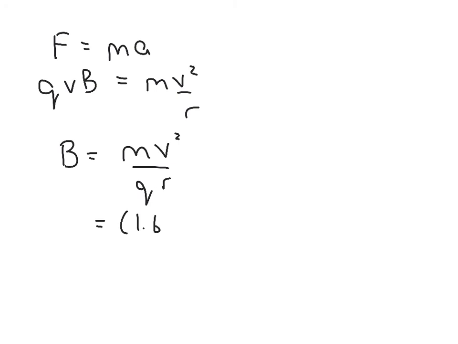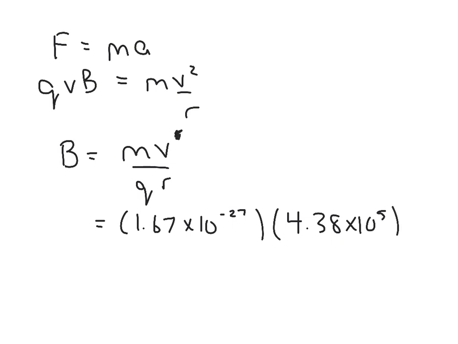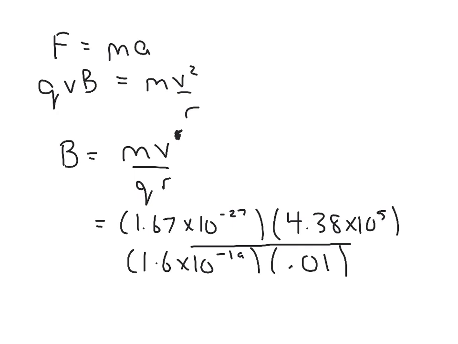The proton has a mass of 1.67 times 10 to the negative 27. The V is that number we just figured out, the 4.38 times 10 to the 5. Oops, I made a mistake down here. The square disappeared to get rid of that square. And all of that is divided by the Q value, 1.6 times 10 to the negative 19. And the R that was made up in the question was 1 centimeter. We need to put that in meters, so that's 0.01 meters. I'll let you double check, but when we do the math, this one works out kind of nice, just under 0.5 or 0.46 Tesla.